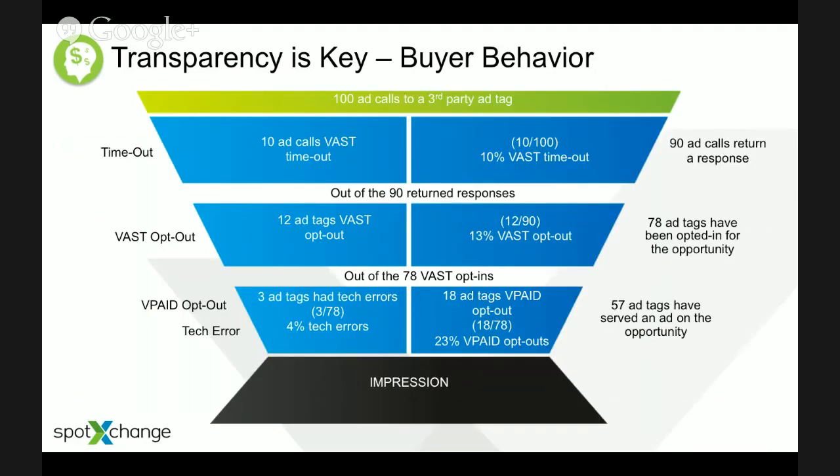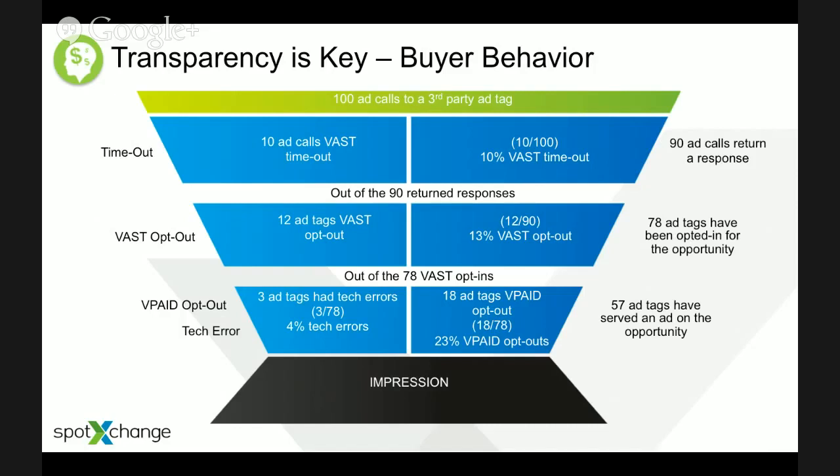Taking a step further, though, is understanding the buyer behavior. So when working with different demand sources out there, networks, exchanges, programmatic buyers, VPAID and MRAID allow these buyers to have a lot of flexibility on how they buy your inventory and how they view your inventory. So I'm going to talk about 5 different responses that we see with some testing that we've done with some different third-party tags. So the first is there's 100 ad calls that are coming down this funnel. The first one we see is a timeout.